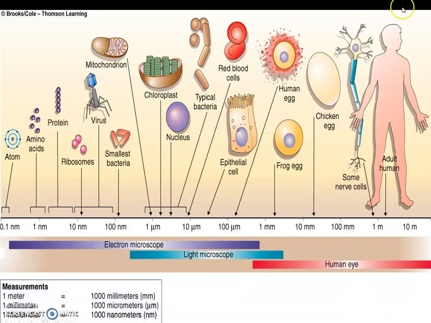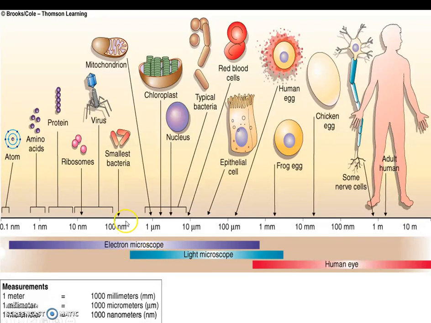So if we start over here with the human adult, obviously you can see that with the naked eye. Nerve cells, chicken egg, frog egg, and that's kind of about where it stops, right at about 1 millimeter or so. And then we get into the micrometers. The micrometers is what you can see with our light microscopes that we're going to use in lab. So things like human egg cell, epithelial or skin cell, red blood cells, typical bacteria, the nucleus, the chloroplast, the mitochondrion. So all those things we can see with our light microscopes at varying levels of magnification.